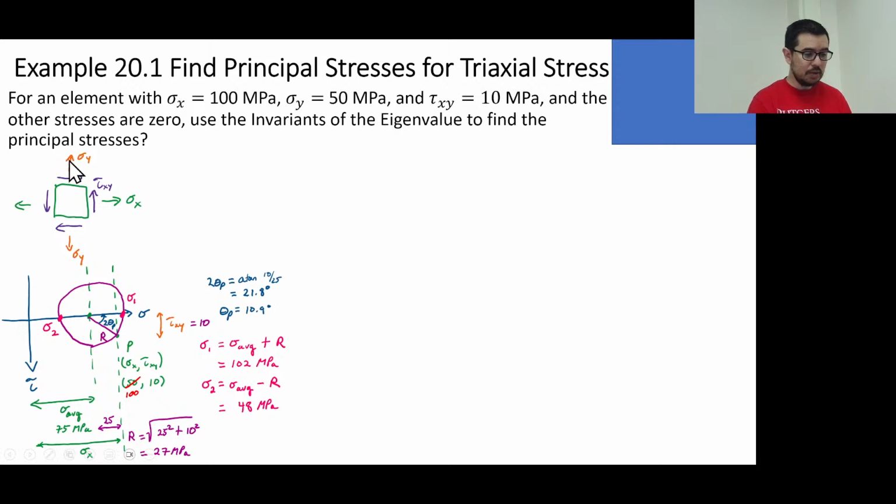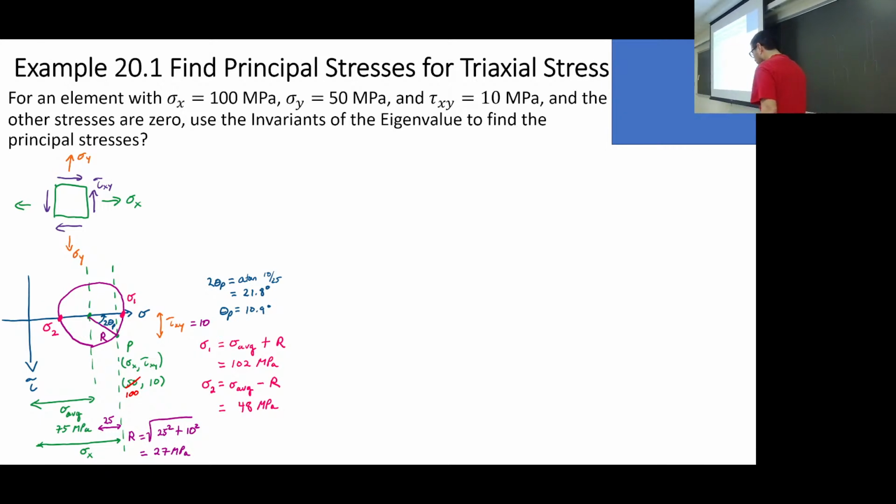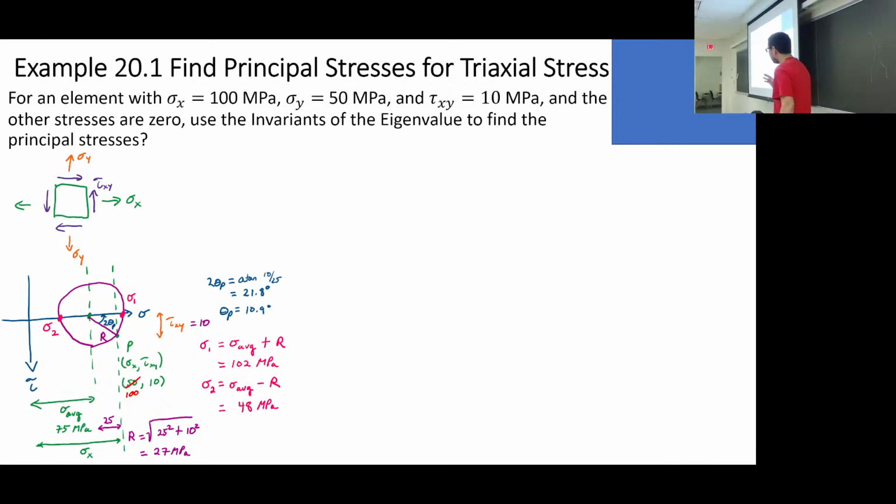And if the other stresses are 0, we're fine, okay? Because all we have to do, well, let me ask you the question. It wasn't a really great generalized example of 3D stress, right? Because what's happening? Tau yz, tau xz are 0, and sigma z is also 0.